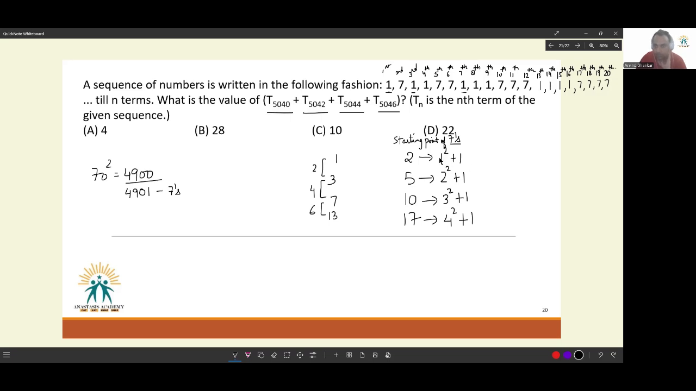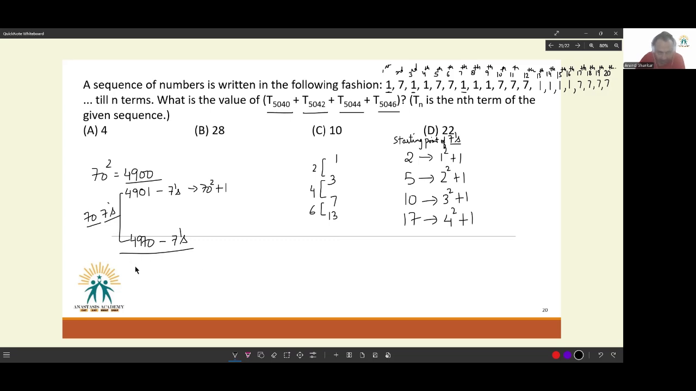And how many times? See, when it starts at 1 square plus 1, it has come once. When it comes after 2 square, when it starts at the fifth spot, it is coming twice. 2 square, 2 times. 3 square, 3 times. 4 square, 4 times. So when it is 70 square plus 1, can I say from 4901 to 4970, this will all be 7s? From 4901 to 4970, it will all be 7s. This will be 70 sevens.